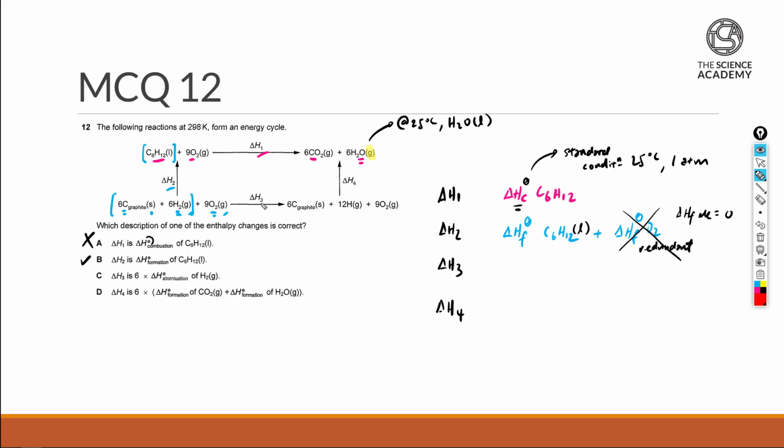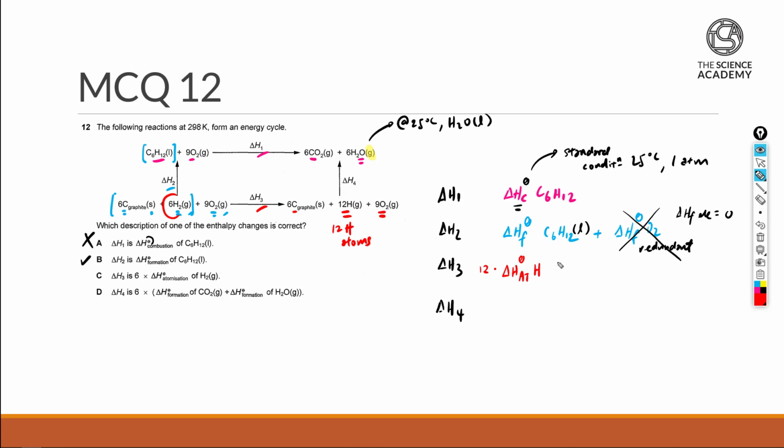So take a look at delta H3. You do see that we have carbon, we have 12H as well as 9O2. So to move from 6H2 towards 12H, this could be seen as the enthalpy of atomisation of hydrogen multiplied by 12. That's because for every atomisation, you end up with one gaseous atom. So if I'm going to have 12 hydrogen atoms, this will be representative of 12 times my standard enthalpy of atomisation of hydrogen.